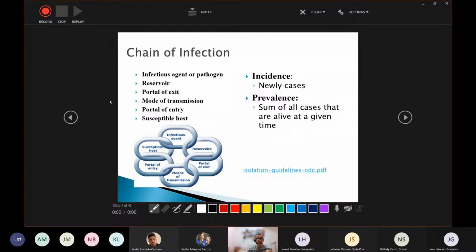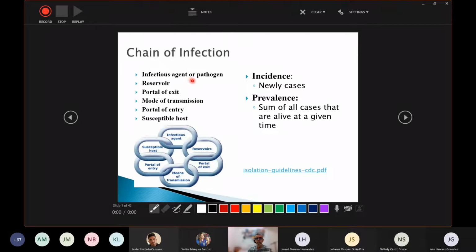Portal of exit: when you ask a person who is coughing and has TB to wear a regular surgical mask, that is an example, etc. So please keep in mind this chain of infection, because it is so frequently tested in the NCLEX and does not have any difficulty. Is there any doubt or question about the chain of infection?